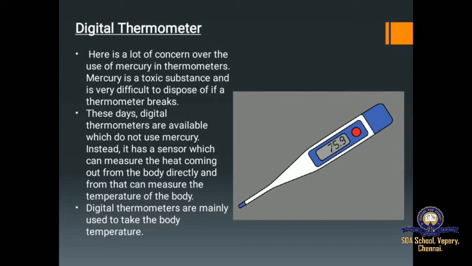Next is the digital thermometer. This is the advancement of the clinical thermometer. In clinical thermometer, mercury will be present. Since mercury is a very toxic substance and it is very difficult to dispose of if a thermometer breaks, they introduced digital thermometers. These digital thermometers do not have mercury. They have a sensor which will measure the heat coming out from the body directly, and from that we can measure the temperature of the body. It will be displayed as you can see in this.